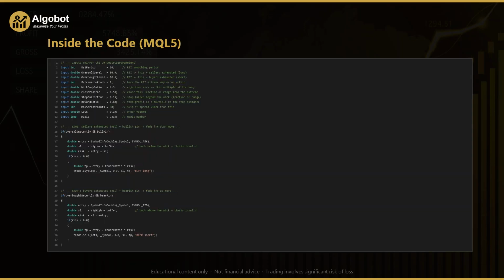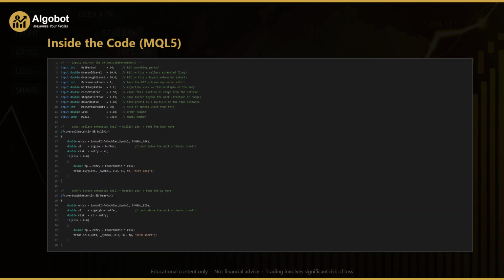Let's read the actual MetaTrader 5 code on screen, just as you'd see it in MetaEditor. At the top are the inputs. RsiPeriod sets the smoothing of the oscillator, defaulting to 14. OversoldLevel and OverboughtLevel, 30 and 70, define the exhaustion thresholds. Extreme lookback is how many recent bars the RSI extreme may have occurred within.